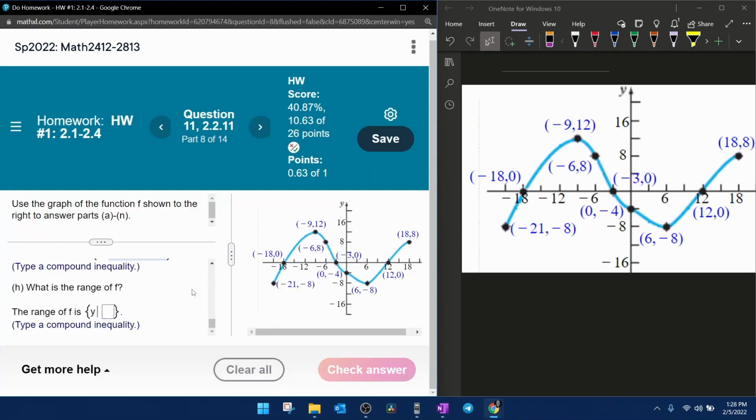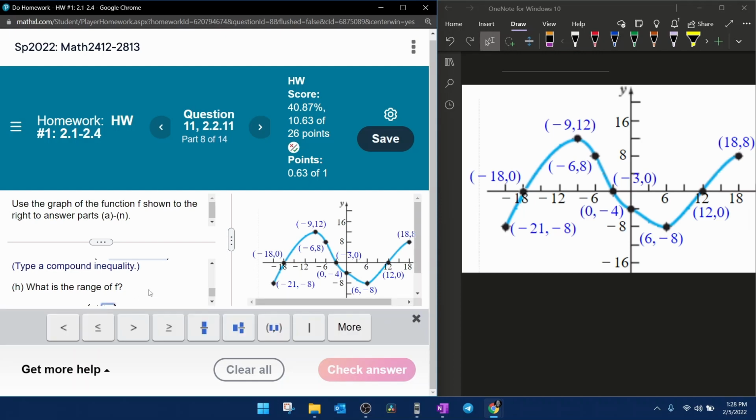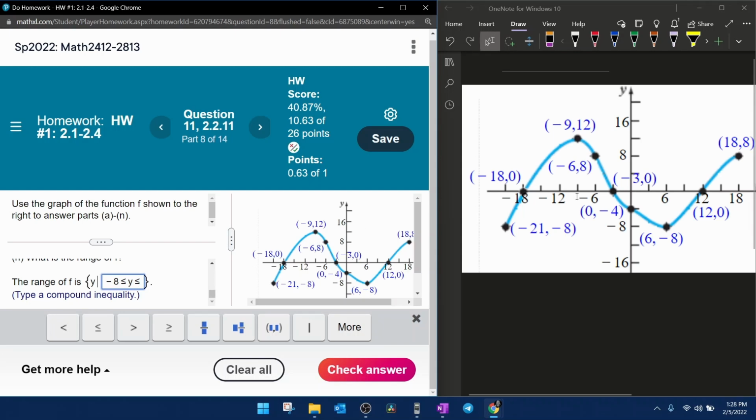Next, the range is from low to high, the range or the y. And again, if I do the lowest most value of y first, looks like that's negative 8, less than or equal to y. Again, remember if you read that backwards, it says y is bigger than or equal to negative 8, but y has to be less than or equal to 12. 12 is the highest value of y that occurs on the graph.